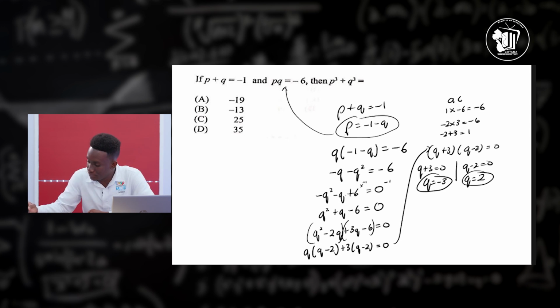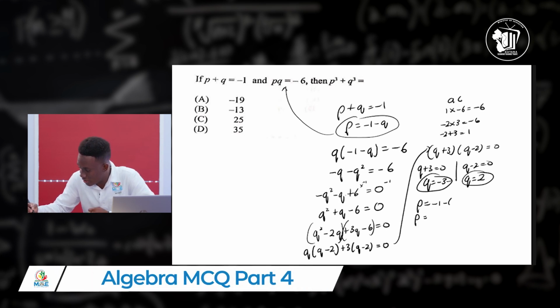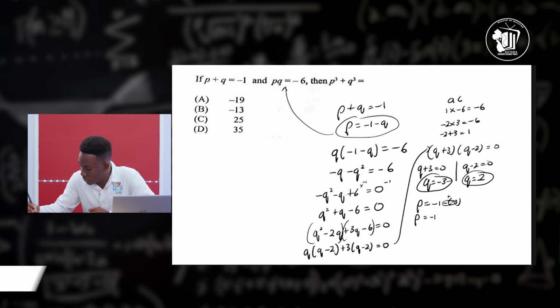So now let's find our corresponding P value. We already know P is equal to -1 minus Q. So we know Q in this case. Let's find it for -3. So P is equal to -1 minus -3. These two negatives turn into a plus. So P is equal to -1 plus 3, so P is equal to 2. So when Q is equal to -3, P is equal to 2.